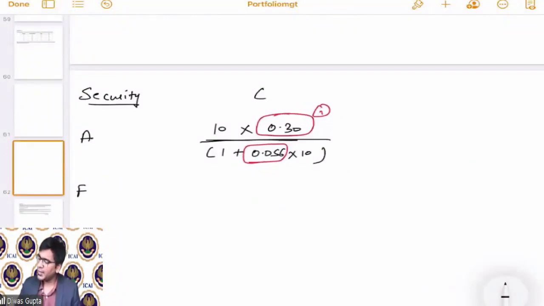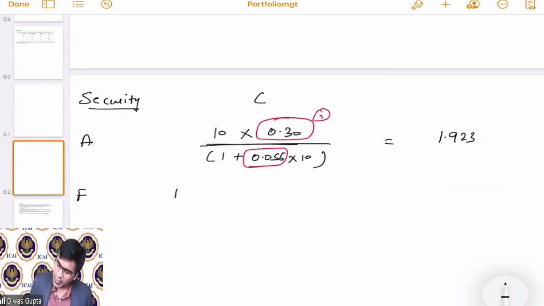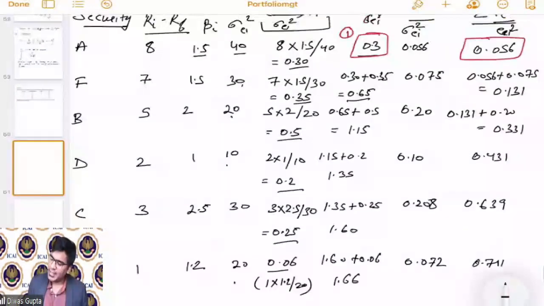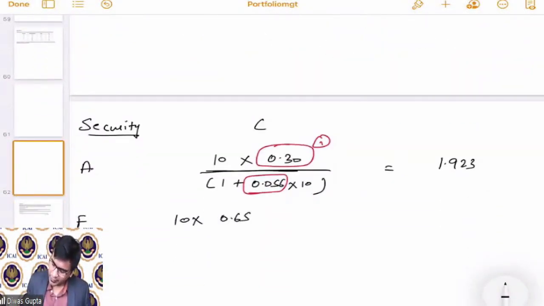So now if we do 0.3 into 10, let me first solve the denominator. 0.056 into 10 plus 1 comes as 1.56. 0.3 into 10 divided by this comes as 1.923. Okay students, this is what I was trying to say. Now for F, 10 multiplied by 0.65 divided by 1 plus 10 multiplied by 0.131.